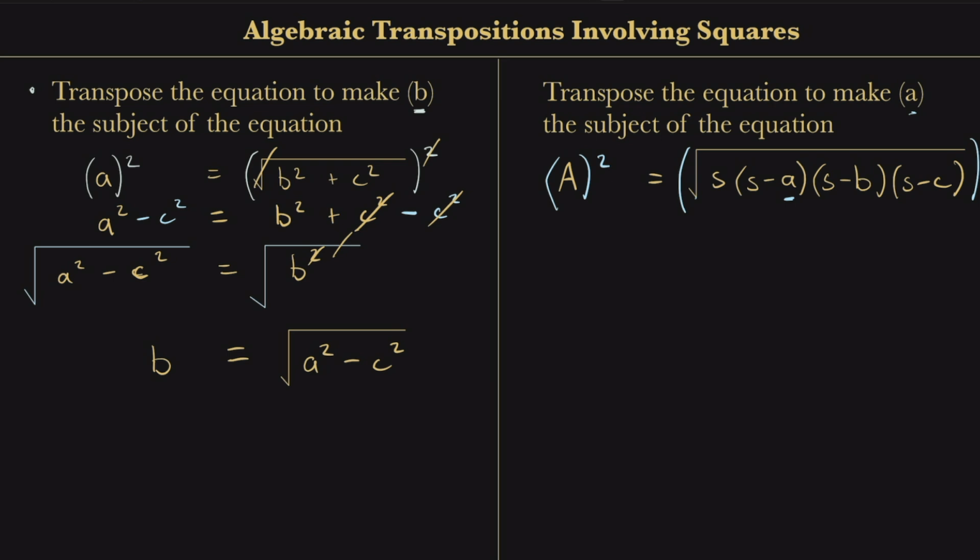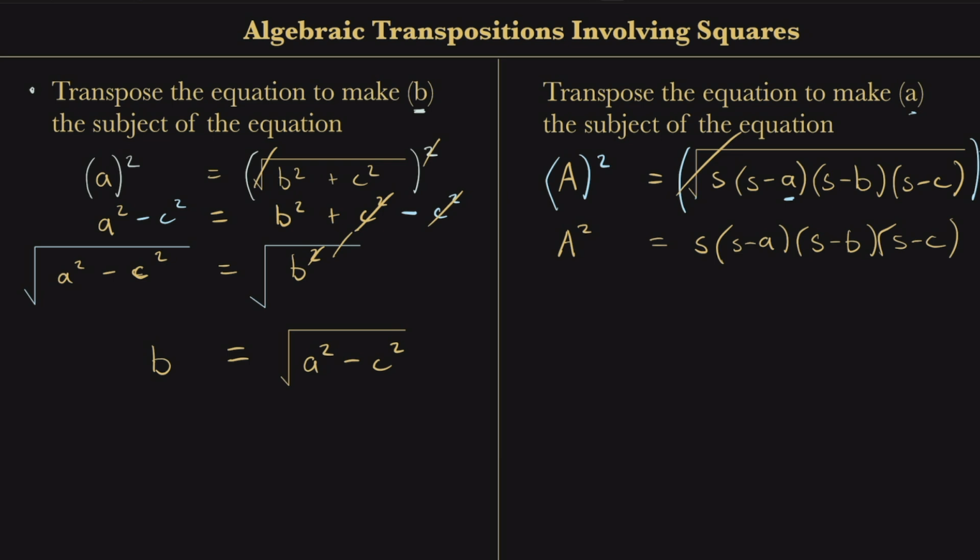So when I rewrite that, I've now got a squared is equal to, now the square root and the squared cancel each other out, so I'm just left with s, outside of s take a, s take b, s take c. Now people can get a bit overwhelmed by looking at all of this stuff, but all you have to do is just keep taking the next step, keep taking the next step. So let's have a look what the next step's going to be.